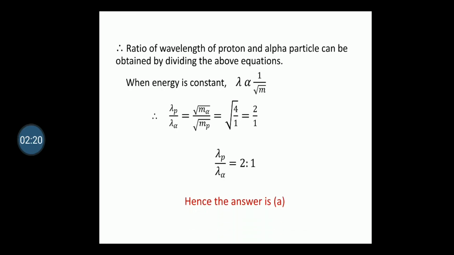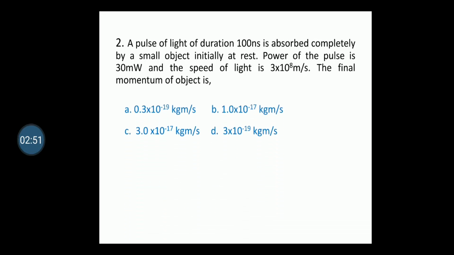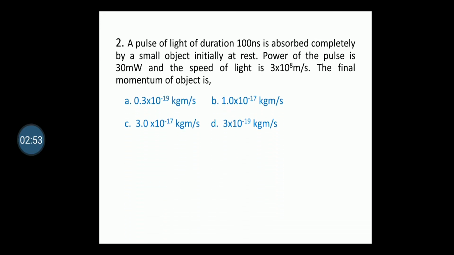Let's see one more problem on modern physics. A pulse of light of duration 100 nanosecond is absorbed completely by a small object initially at rest. Power of the pulse is 30 milliwatt and the speed of the light is 3 into 10 raised to 8 meters per second. The final momentum of the object is, we are given 4 options. Let's see how to solve this.